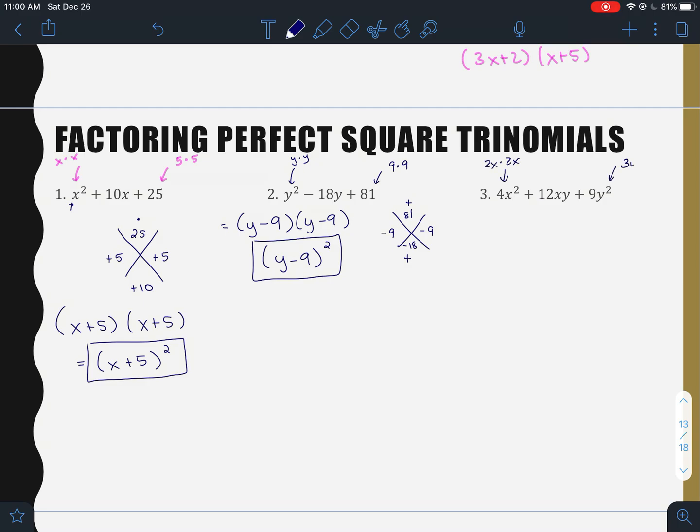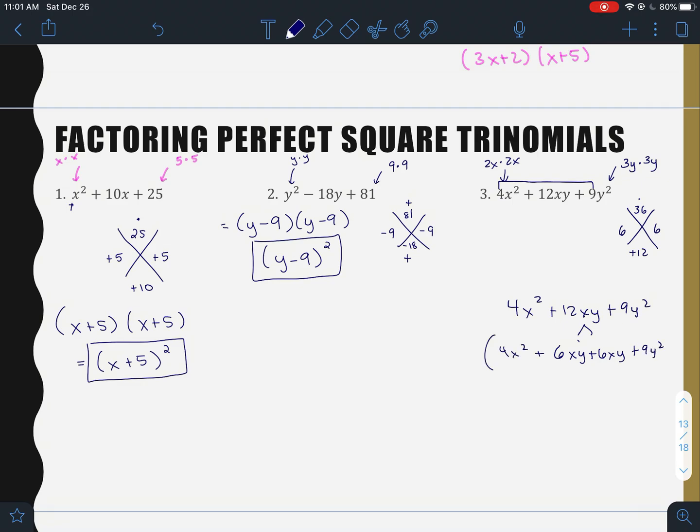All right, the next one. 4x squared is the same as 2x times 2x, and 9y squared is 3y times 3y. So if we go to factor this, we have 4x squared plus 12xy plus 9y squared. If I were to factor it like normal, 4 times 9 is 36, and I need to add to 12. So what multiplies to 36 and adds to 12? It would be 6 and 6. If I break up that middle term, I get 6xy and 6xy.